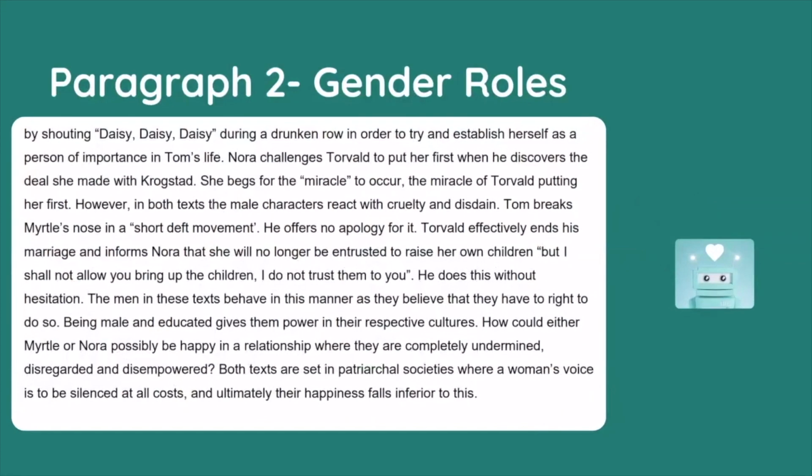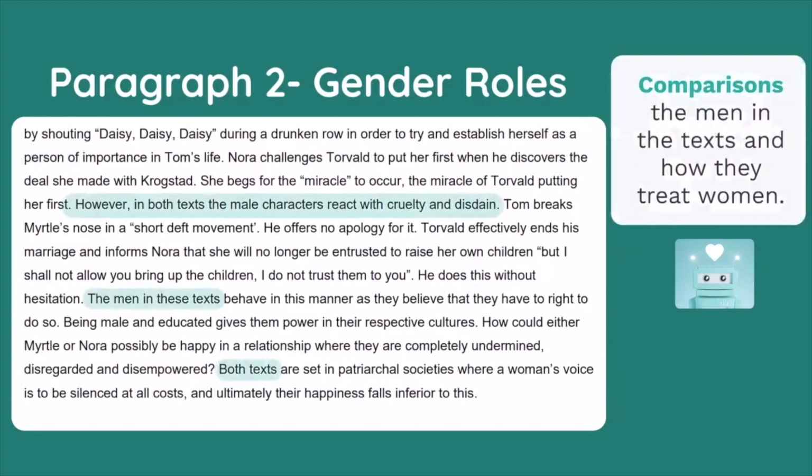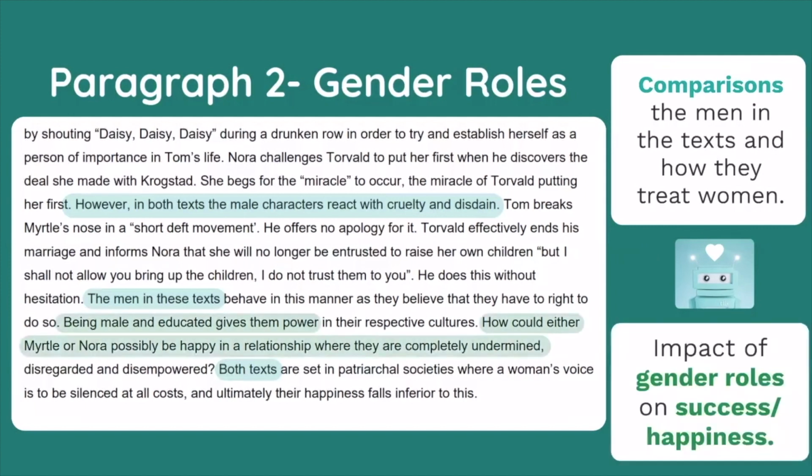Now, gender roles: how has this affected the central character and their ability to be successful or to be happy? Well, firstly, let's look at some comparisons. So the men in the texts and how they treat women. We're going to compare the men in both of these texts. In both texts, the male characters react with cruelty and disdain. So that's a similarity across both texts. How the men treat their women, or their wives, I suppose, or their girlfriends, depending on if it's Gatsby.